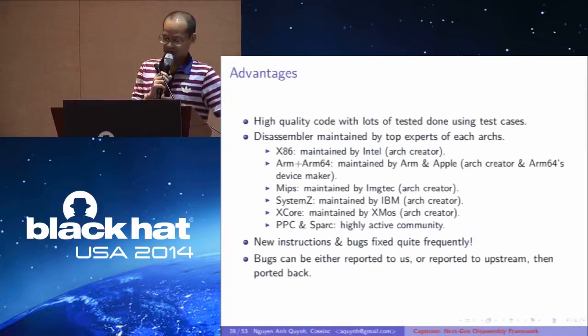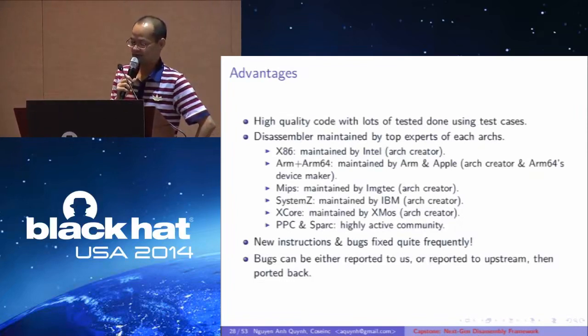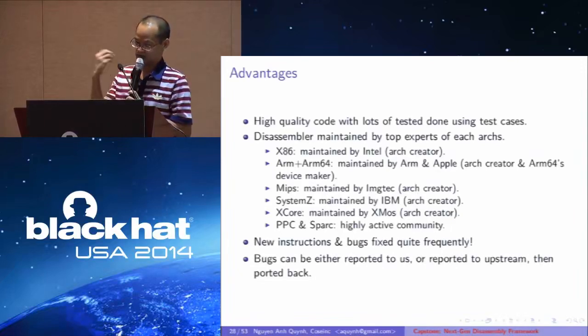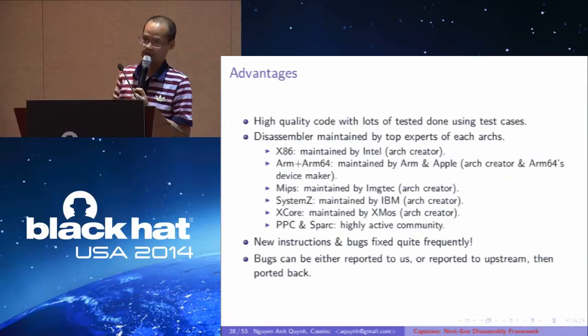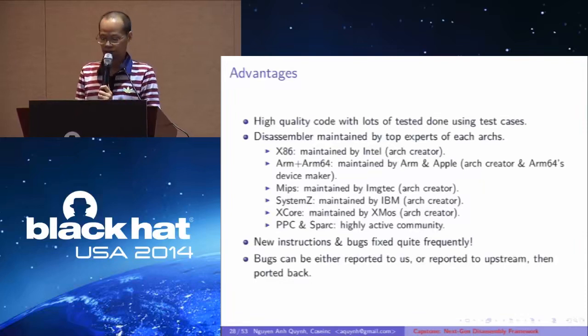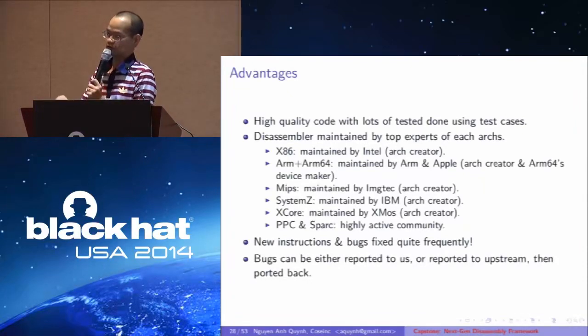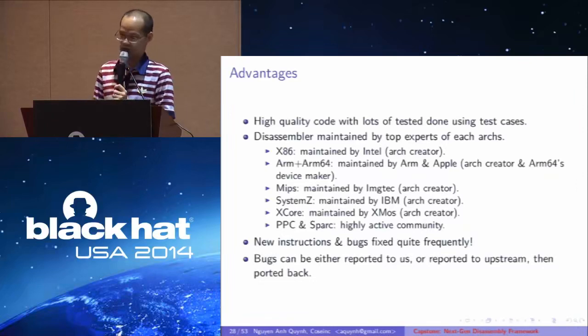The other thing is that new instructions and bug fixes are made very frequently and very quickly inside the LLVM project, which means if a bug is fixed or a new instruction is introduced, I can port it back to Capstone very quickly. So if you find some bugs in Capstone, you can either report to us or report upstream to the LLVM project. And once LLVM fixes them, I can port it back to Capstone. So there are two ways. You can report to us or report to LLVM.